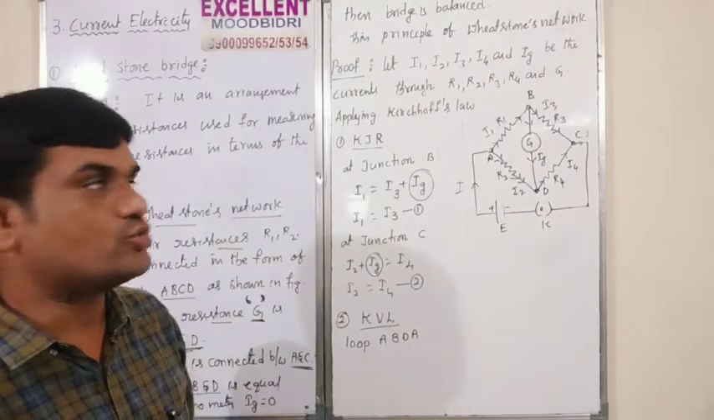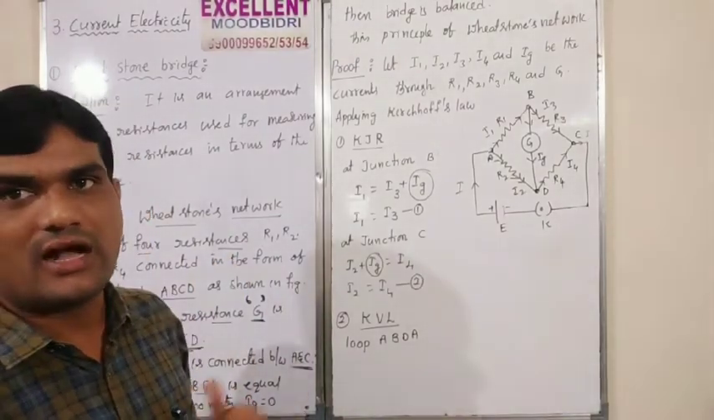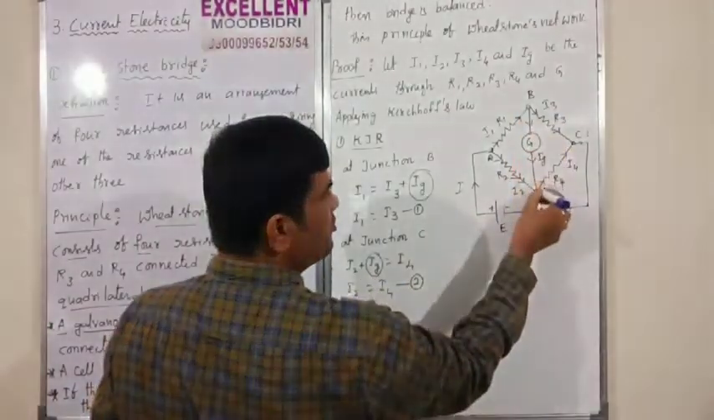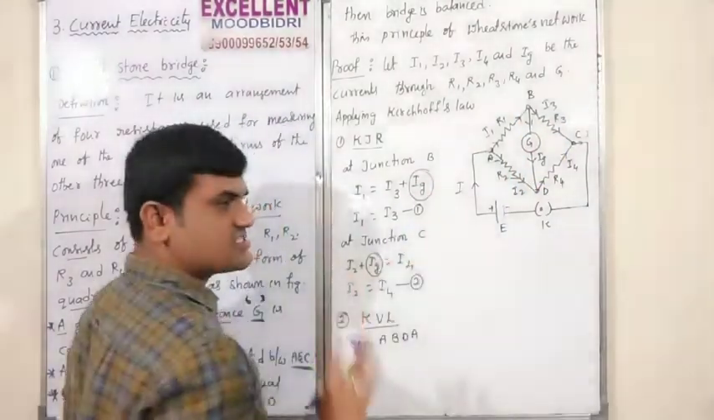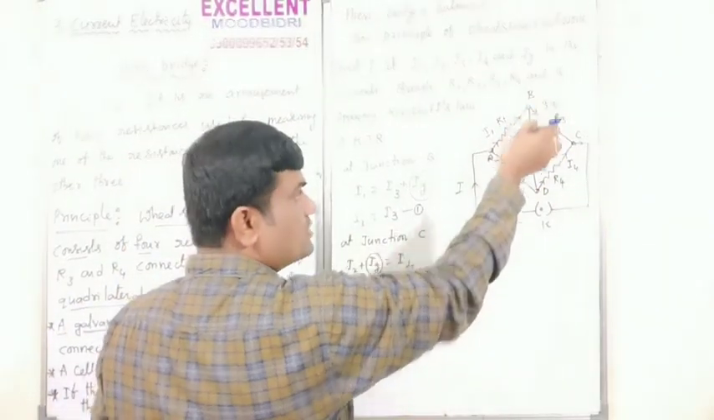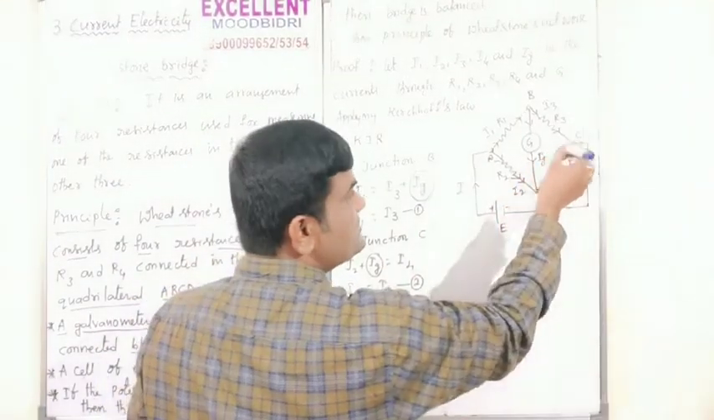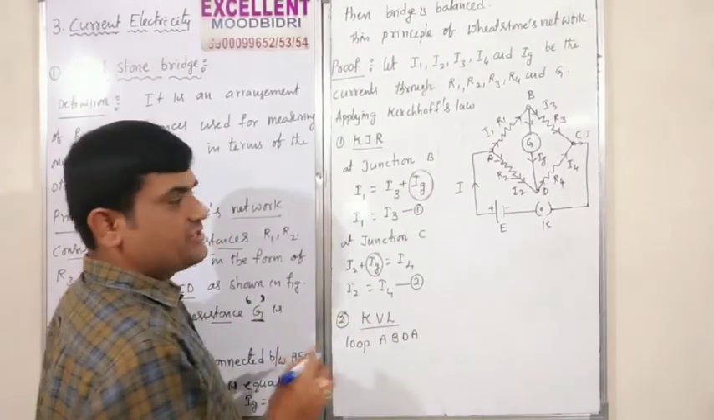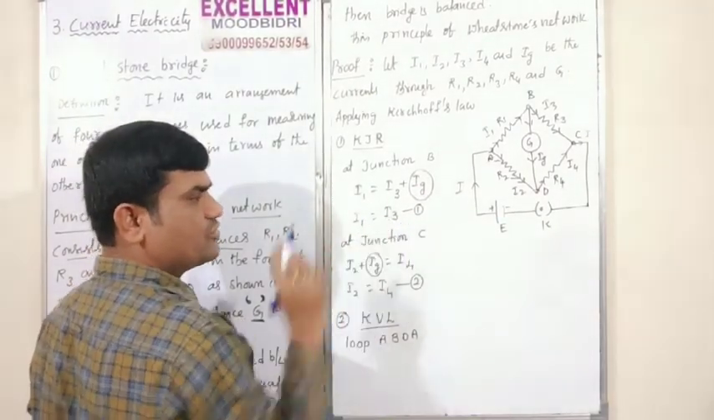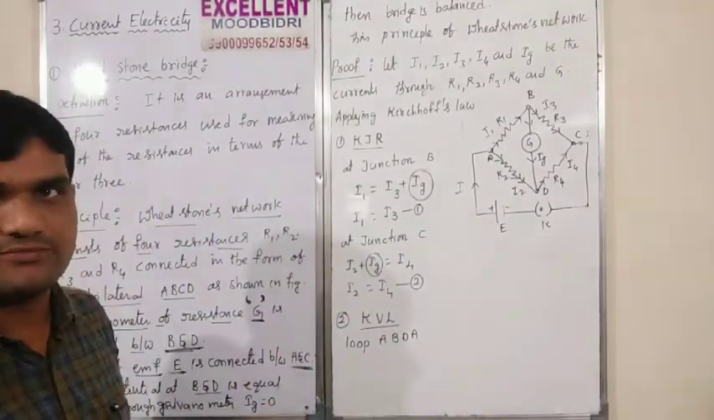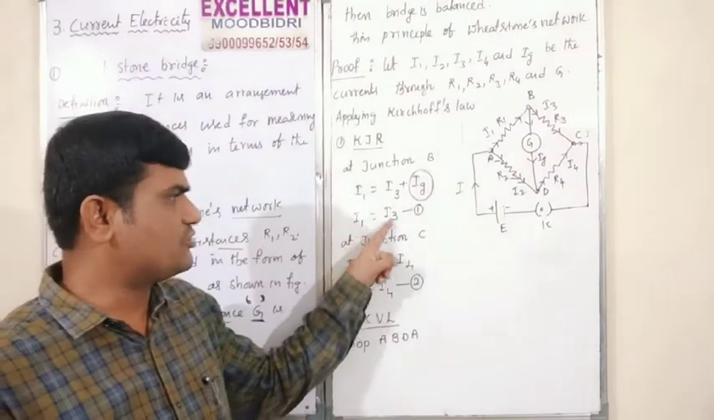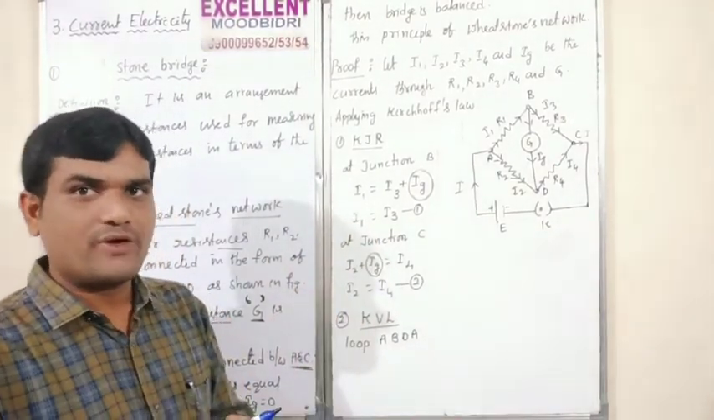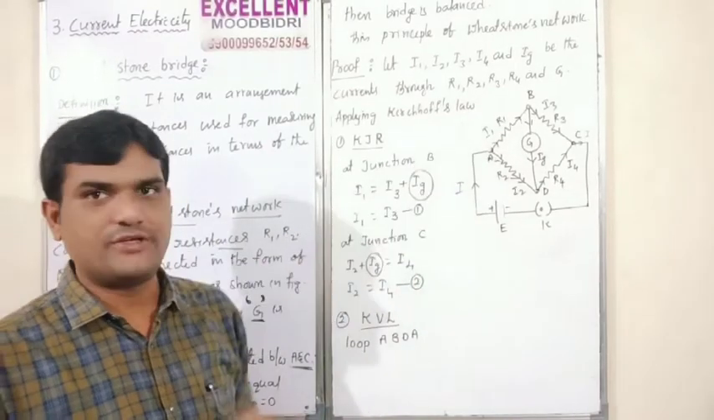But according to the Wheatstone bridge principle, at point B and point D, the potential is the same. So through the galvanometer, Ig is equal to 0. Therefore, I1 is equal to I3. That is equation number 1. I1 is equal to I3. Are you clear? That's the first junction law over, at point B.